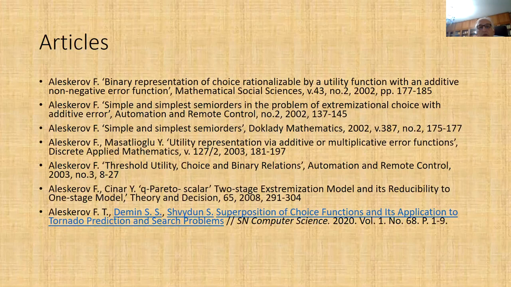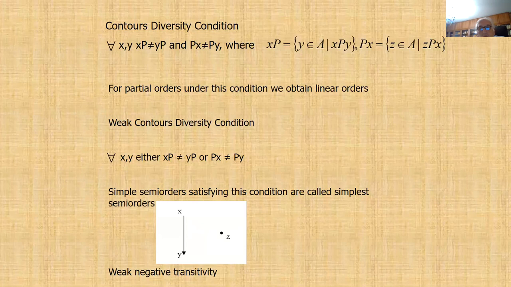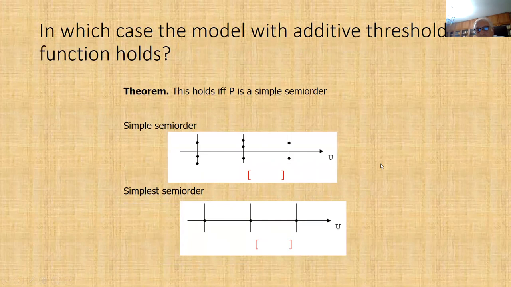Just one story about this. When I wrote this very article concerning this very representation and the simplest semi-orders in this very famous mathematical journal, there were three reviews, and very famous mathematicians write reviews in this journal. All three reviews were positive, and in one review, the reviewer wrote that it will be better if you give us an example where it can be used.